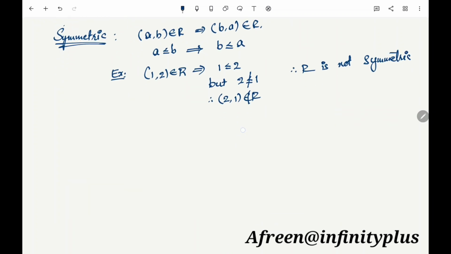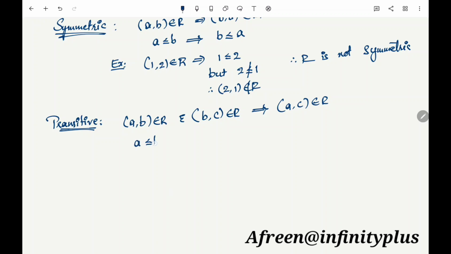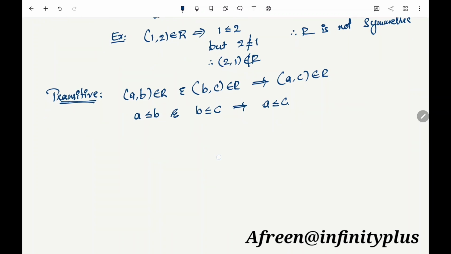So let's move on to solve the transitive. You people are well aware that transitive means if (A, B) belongs to R and (B, C) belongs to R, then you have to show that (A, C) also belongs to R. In simple words, from the relation which they have given, if A is less than or equal to B and B is less than or equal to C, then you have to show that A is also less than or equal to C. Then only it satisfies the relation.